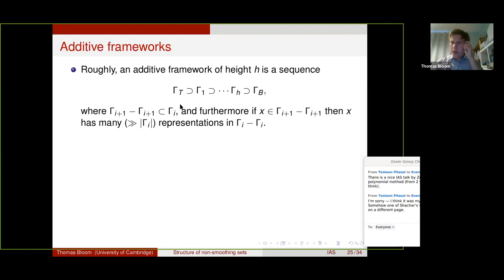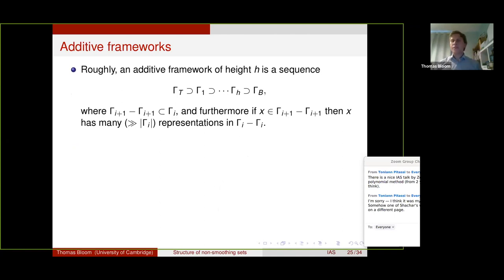Roughly, it looks like this. An additive framework of height H is a sequence of nested subsets. So I start with gamma T at the top, and then inside that I have gamma 1, inside that I have gamma 2, and so on, H levels of that, down to gamma B at the bottom.